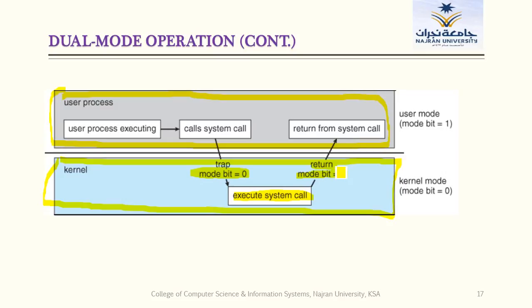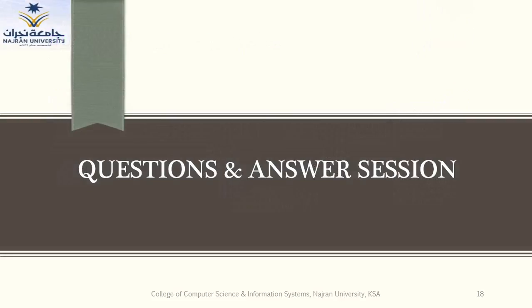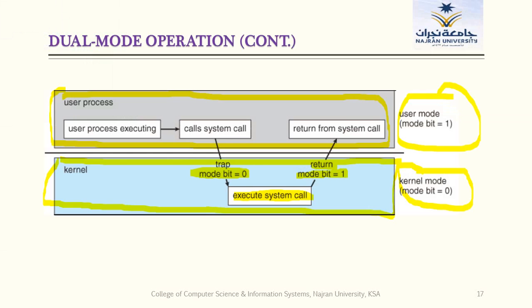Whenever we are moving from user mode to kernel mode, we need to set the mode bit to 0, and this is called trap. And whenever we are moving from kernel to user, we need to set the mode bit to 1, and this process is called return. And here you can see that in user mode, the mode bit is always equal to 1. In kernel mode, the mode bit is always equal to 0. So this was our today's lecture.